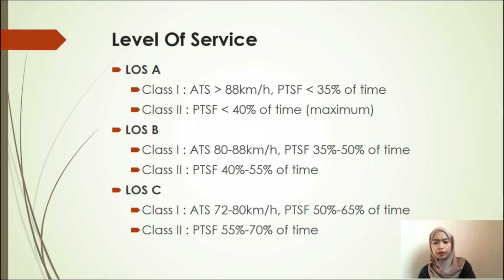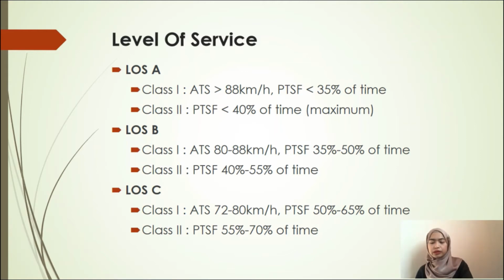At the lower level of LOS B range, the passing demand and passing capacity are approximately equal. For Class 1 highway, the average travel speeds are 80 to 88 km per hour, while the travel delays, PTSF, occur between 35 and 50% of the time. For Class 2 highway in LOS B, the maximum delay PTSF is 40 to 55% of the time. Maximum service flow rate, two-way under base conditions, is 780 vehicles per hour.